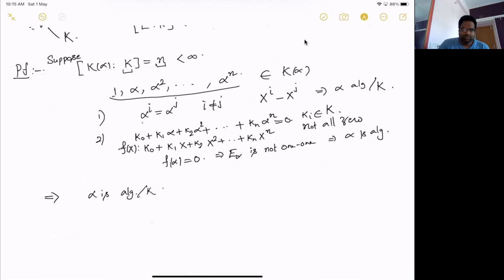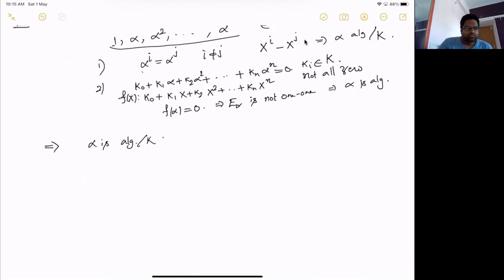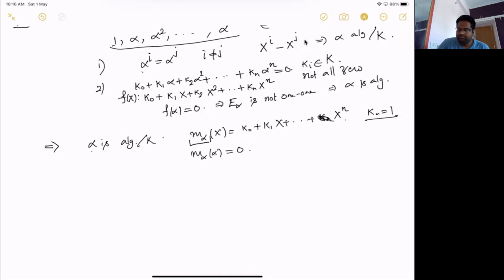over k. And let m alpha be the minimal polynomial of alpha, let us say of degree n. So if it is algebraic, there exists a unique monic irreducible polynomial which alpha satisfies, and let us suppose that polynomial is again of this form, kn x to the power of n, where kn is equal to 1, right? Because that is the definition of minimal polynomial, and therefore it follows that m alpha of alpha is equal to 0.